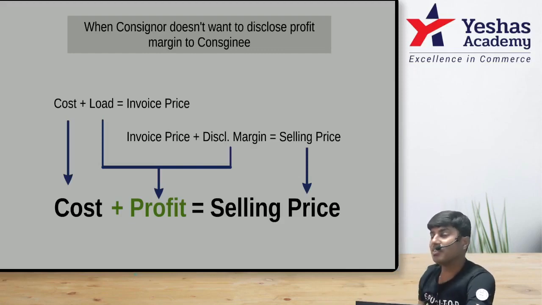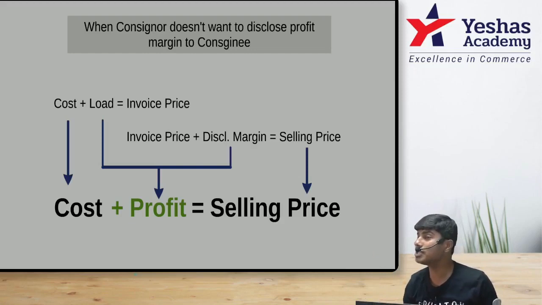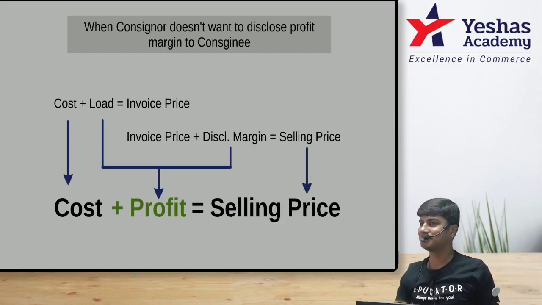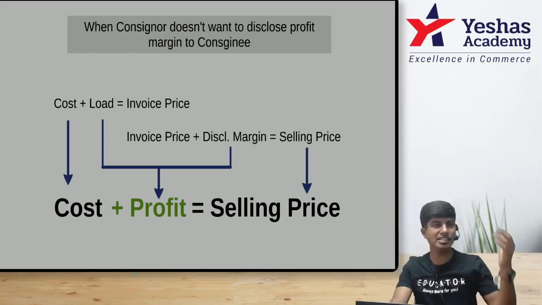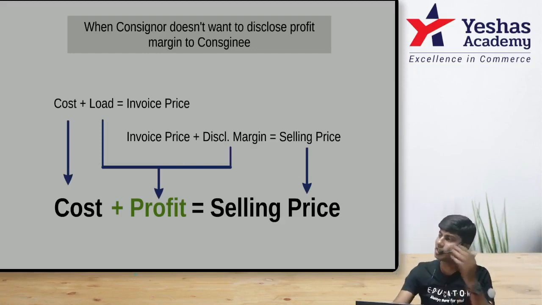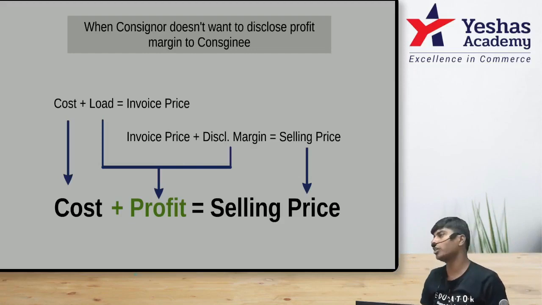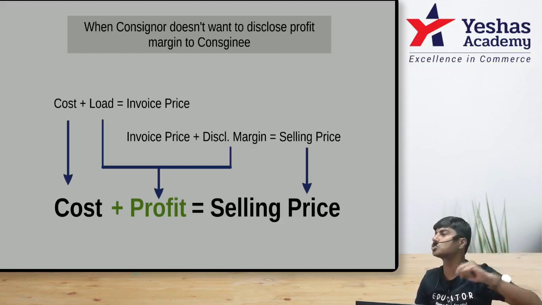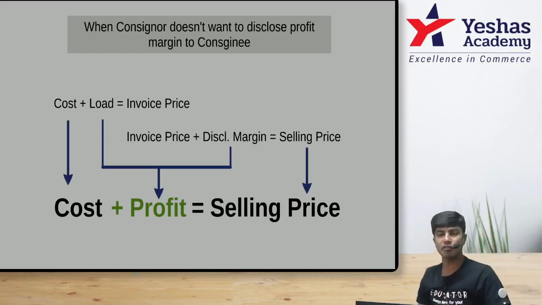But I've given the goods to the consignee at invoice price. My pro forma invoice mentions the invoice price. So I would have to debit the consignment account with goods sent on consignment at invoice price. If goods sent on consignment is at invoice price, my closing inventory also will be at invoice price. Now, what will I find when I write all other items at invoice price and sales at selling price? What I find as the balancing figure in my consignment account is disclosed margin, not correct profit.